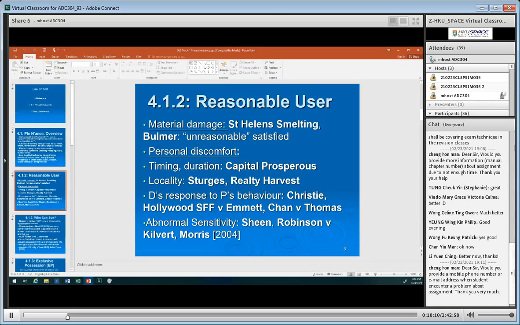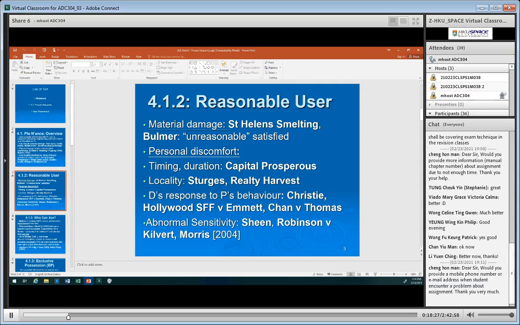All right, so there was chipping and breaking of concrete and rusting of steel bars in the Bulmer case. That is unreasonable interference. Now, in your assignment, I'm not sure what the interference is, but if it's less tangible interference, then the court will look at those various factors.